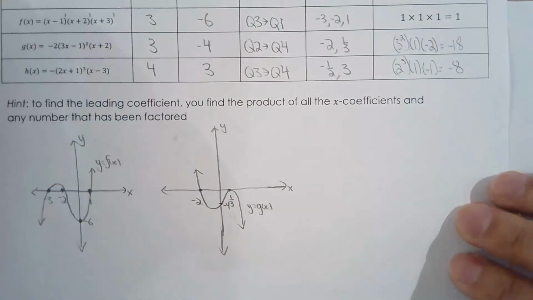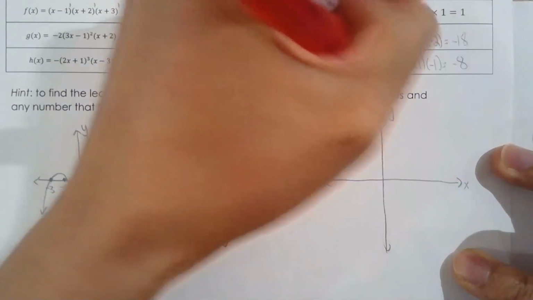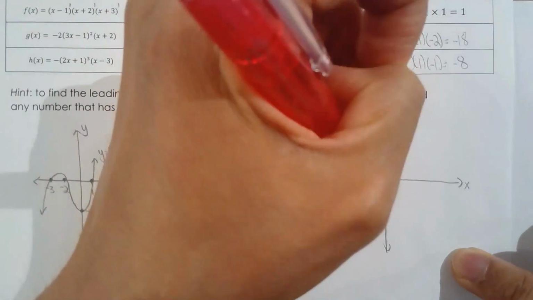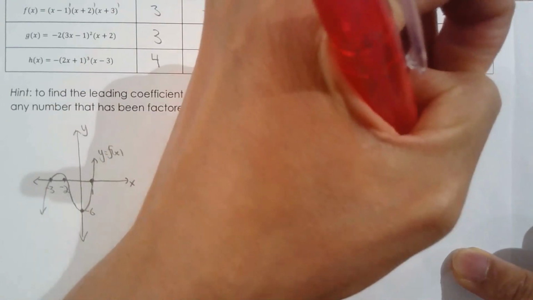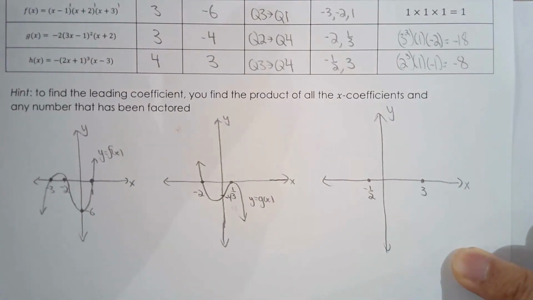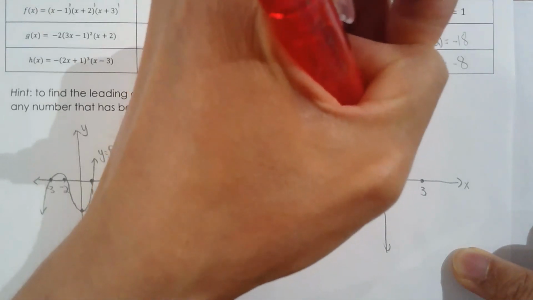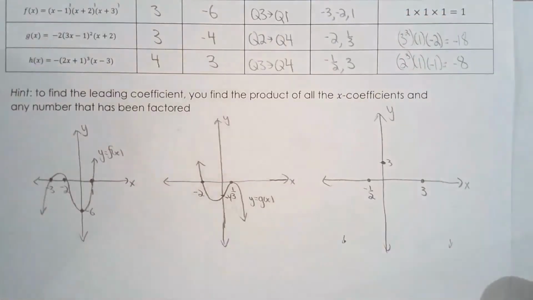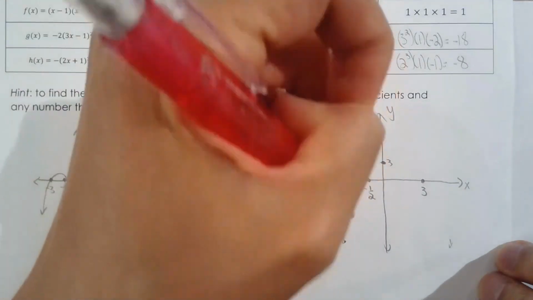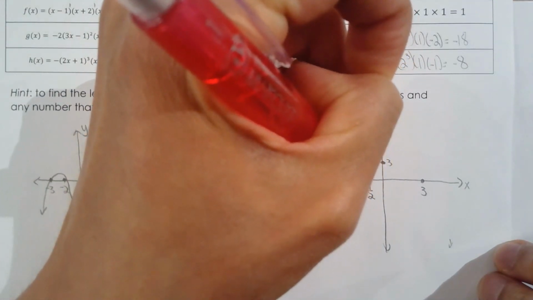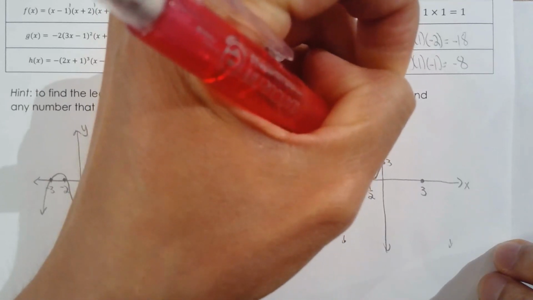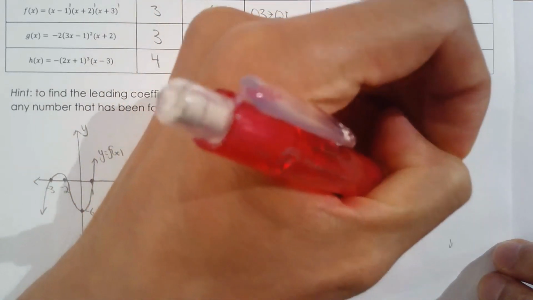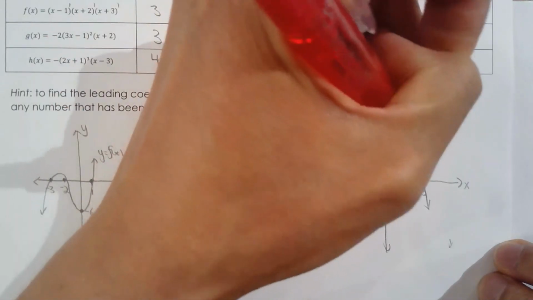All right, last one. So let's plot the x-intercepts. And the y-intercept is 3. Okay, so what's the end behavior? 3 to 4. What's the game plan? I'm going to do a point of inflection at -½ and then cross linearly at 3. So point of inflection and then cross linearly at 3. Beautiful. Oh, that was nice.